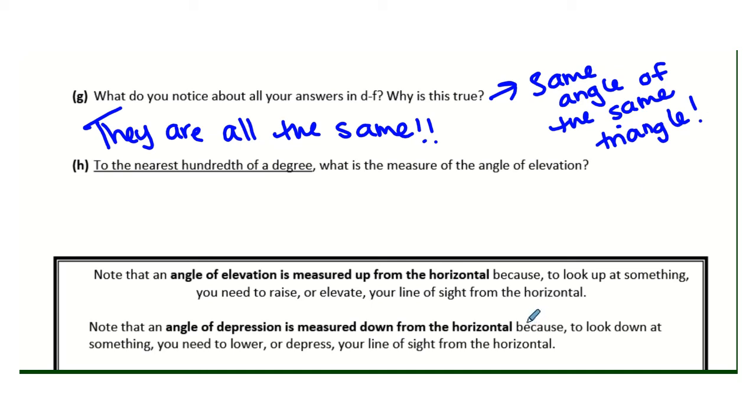To the nearest hundredth of a degree, so 2 decimal places, what is the measure of the angle of elevation? Well, that was 28.07 degrees. That was what we got for all three of them.